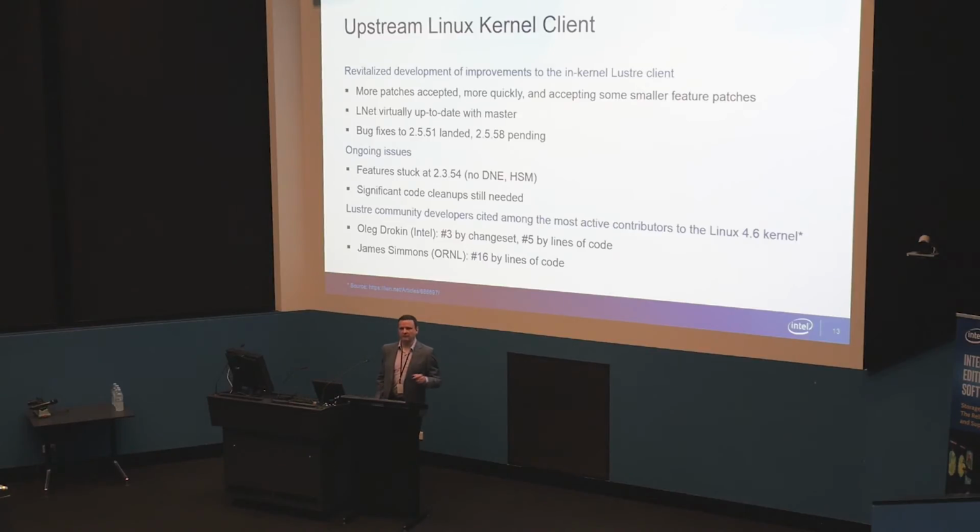And in a recent Linux kernel release, the 4.6 release, two of the community developers ended up in the top 100 contributors for the Linux kernel as a direct result of this effort. So Oleg Drokin, who's the Lustre gatekeeper for the Git repos, ended up in the top 3, top 5 contributors to the kernel staging tree, and then we have James Simmons as well from Oak Ridge, who also contributed significantly to this code base. This is extremely encouraging for us.